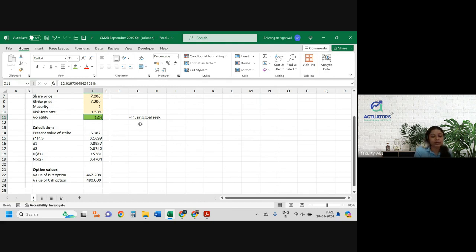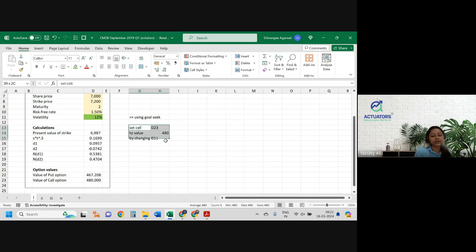And when you write using goal seek, you can quickly also write how you have carried out goal seek. That is, set cell, and in the set cell I have set D23 to value 480 by changing D11. So this is what you need to write. You just explain how you have carried out the goal seek. Clear, all of you? Just to tell the examiner that you have calculated the answer on your own.